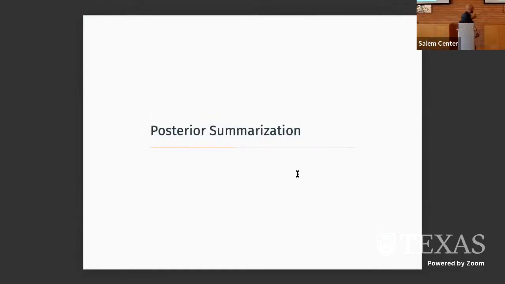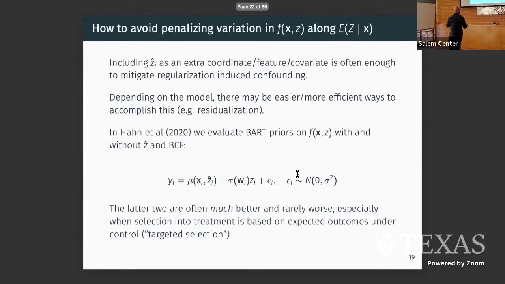So we'll move on now to talk about posterior summarization. If we've thought carefully about our Bayesian non-parametric model, we've specified our prior carefully, we've included an estimate of the propensity score to make sure that our estimates are not terribly biased. We fit that model, and if we go back to our BCF model here, we get back posterior samples of this function tau. We can evaluate that at any value of W that we want. But now what?